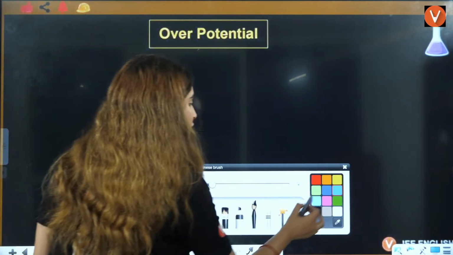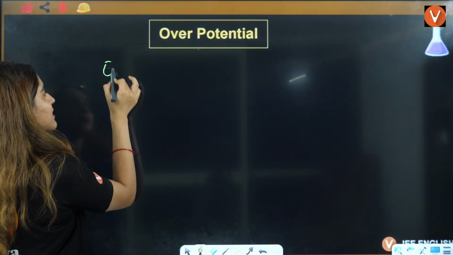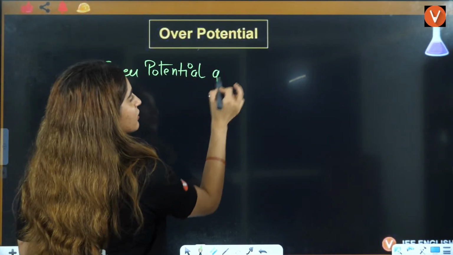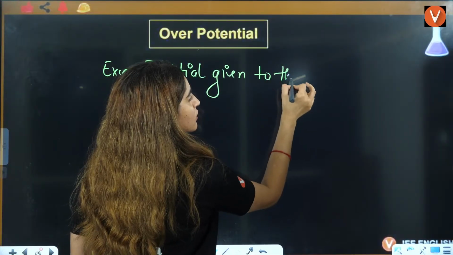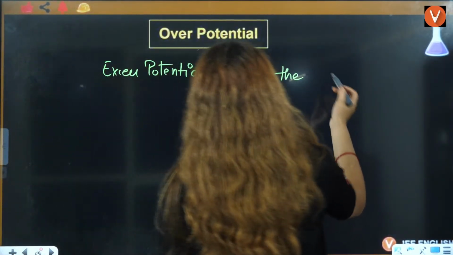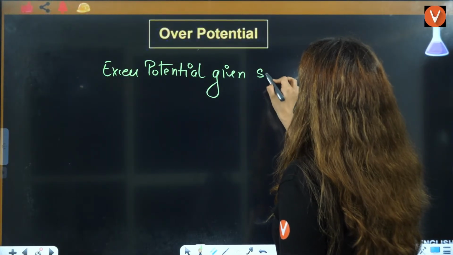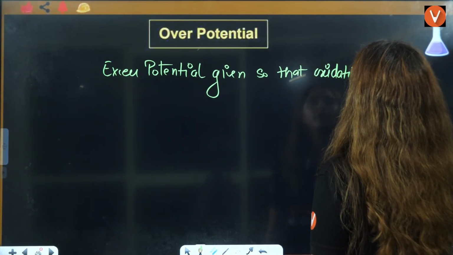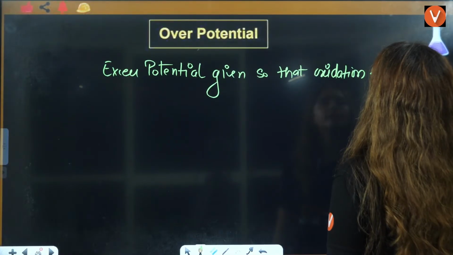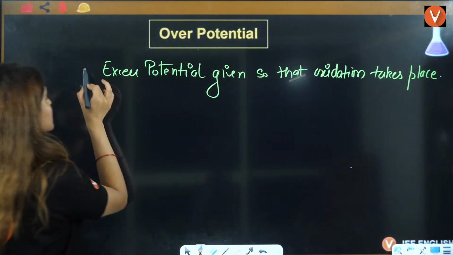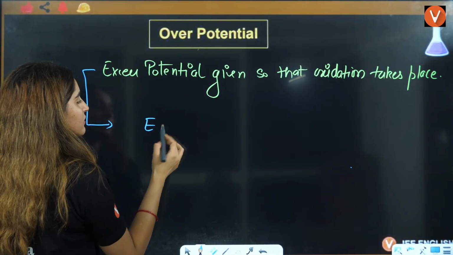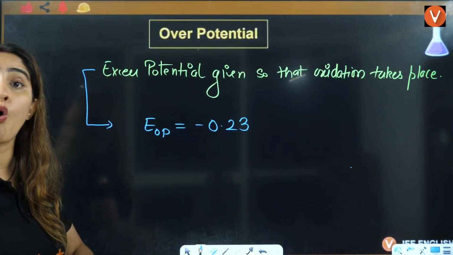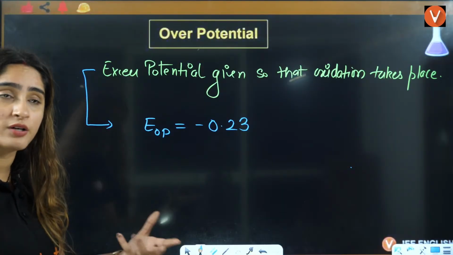Okay. So now, when I talk about the overpotential, it is the excess potential given to the cell or to the water so that oxidation can take place. In case of water, this happens, and in this case, the overpotential is minus 0.23. That is the overpotential that you have to give from outside, externally, right?